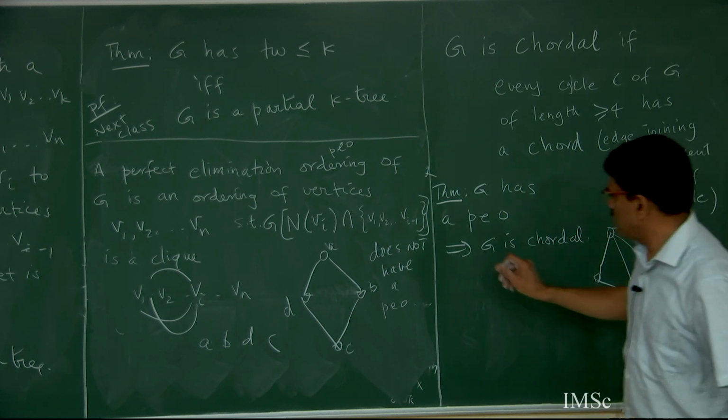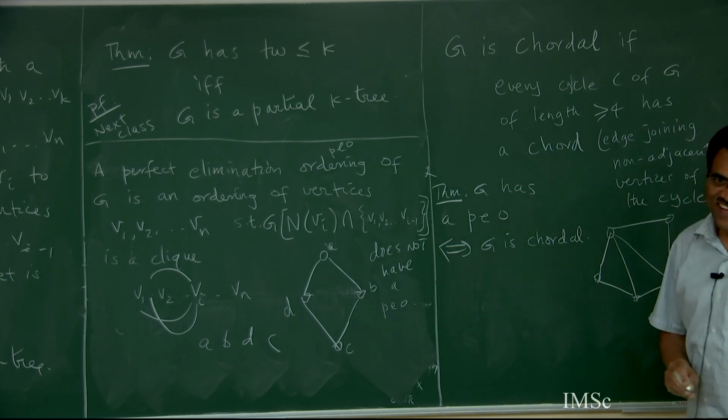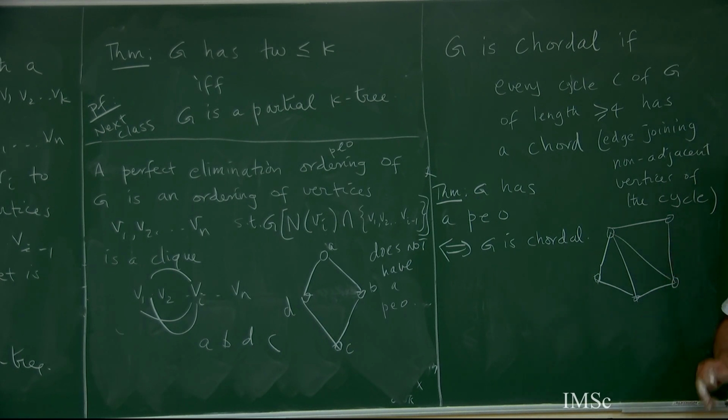Now, it turns out this is also true: if it is chordal, it has a perfect elimination ordering. The proof is a little more involved, but graphs having perfect elimination ordering are exactly chordal graphs.